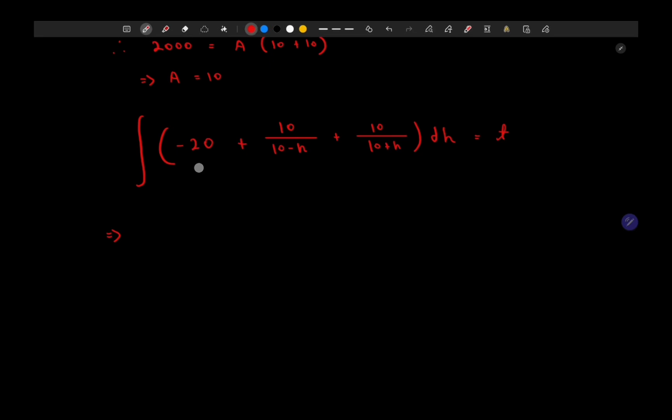So the integral of this will be negative 20h, and the integral of this will be minus 10 ln(10 minus h), and the integral of this will be plus 10 ln(10 plus h), equals t, and you can add a plus c at the very end. So let's add the plus c in this part. Now we just need to find out the value of c.